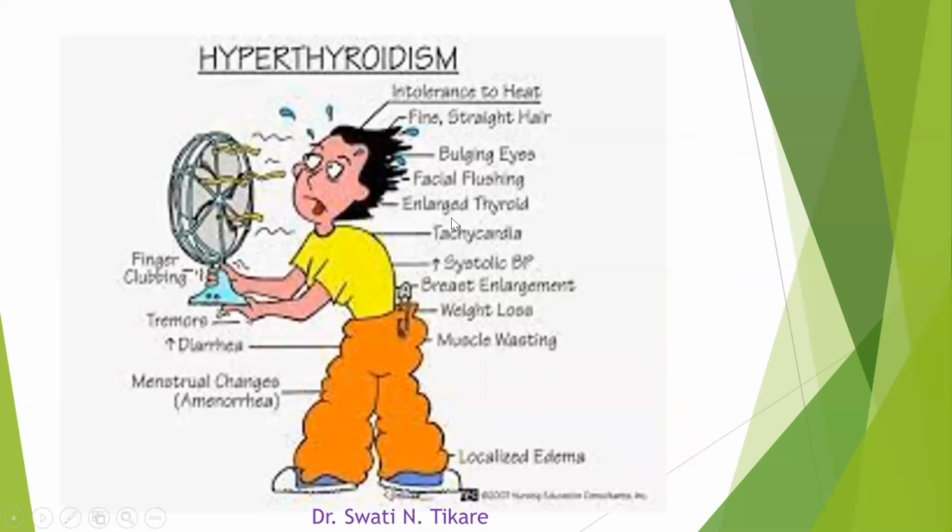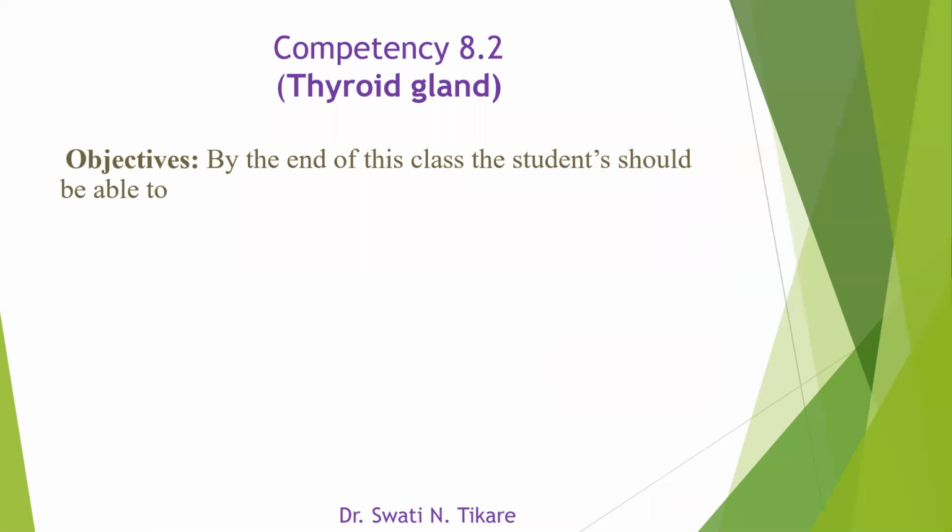Then hyperthyroidism, feeling very hot, heat intolerance, with the fan here, you can see very thin hair, intolerance to heat, bulging eyeballs. Can you see them? They're all popping out. There is an enlarged thyroid. He has lost a lot of weight. There is weight loss. There is increase in the blood pressure. There is tachycardia. Then there may be tremors. There is diarrhea and menstrual changes, and there can be edema. Okay. So these are the hyperthyroidism features, just to see an overview.